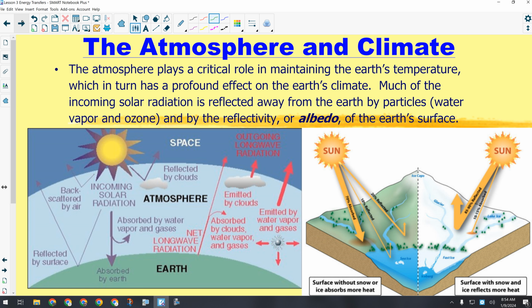That means it comes in and it hits particles in the atmosphere and changes direction, and it gets scattered randomly all over the place. What does that cause? It causes the sky to be blue. That is why the sky is blue.